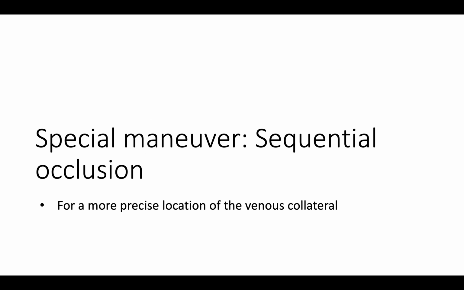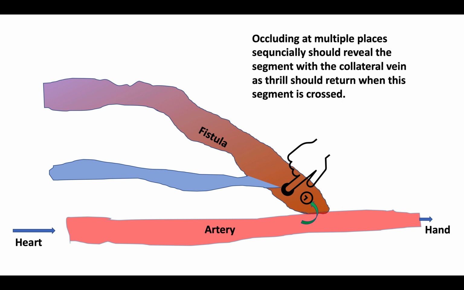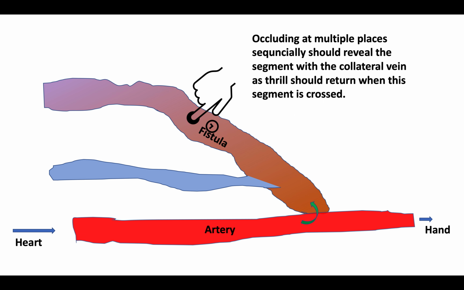A maneuver called sequential occlusion allows you to identify the specific location of the venous collateral. This is done by sequentially occluding multiple segments throughout the fistula. When you do this, normally you would diminish the thrill within the fistula and replace it with a pulsatile fistula. But as soon as you cross the collateral, the thrill will return to the fistula, letting you know that there's an outflow that is different from the outflow that you're occluding.